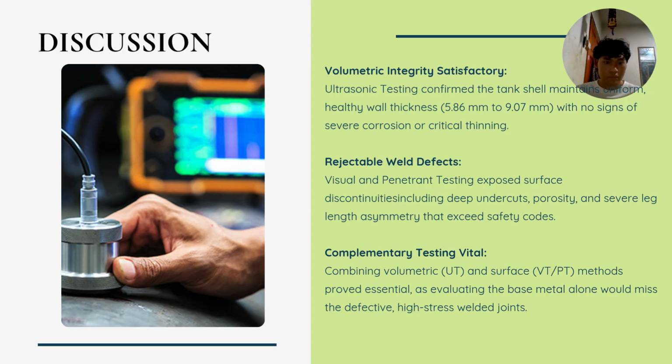Finally, this shows why complementary testing is vital. If we had only checked the base metal with UT, we would have completely missed the defects in the high-stress weld joint. Combining surface and volumetric methods was essential to get full safety.